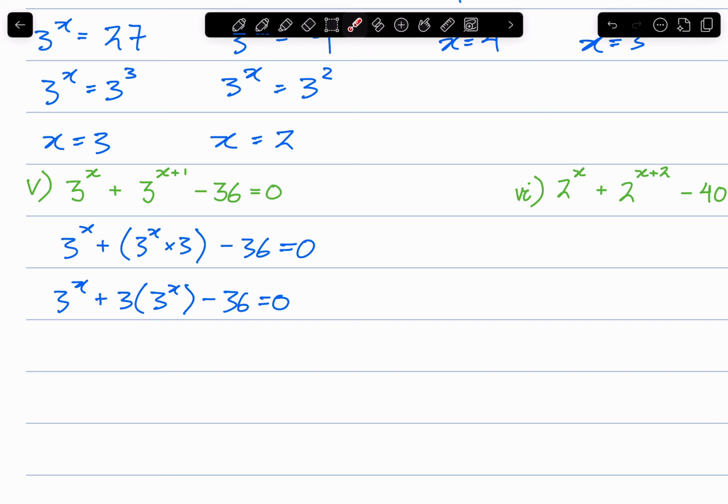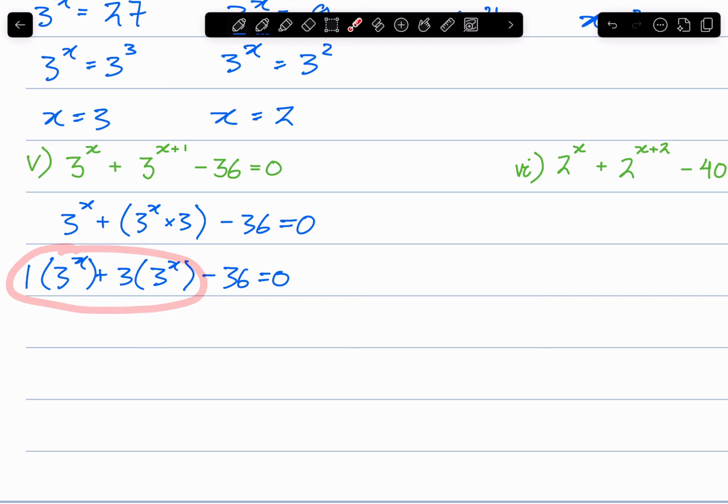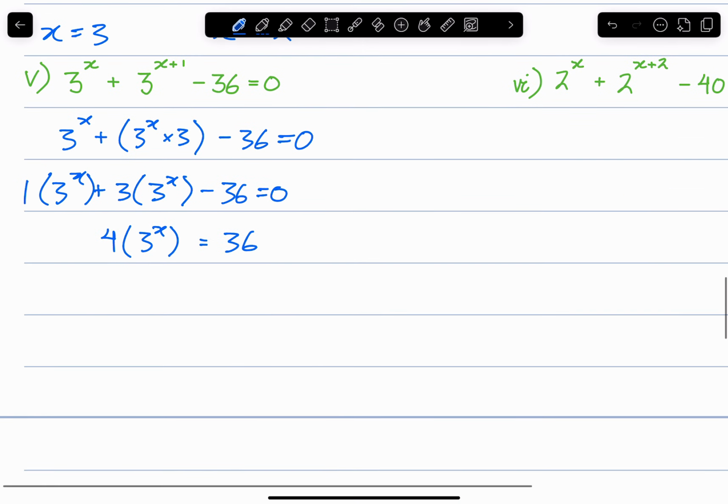Now the reason why I do that is this is actually 1 lot of 3 to the power of x. So when we collect like terms for these two, this actually becomes 4 lots of 3 to the power of x. And now I'm going to move this 36 across to become positive 36.